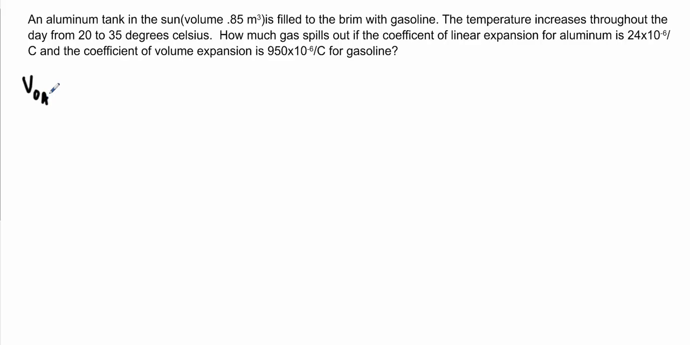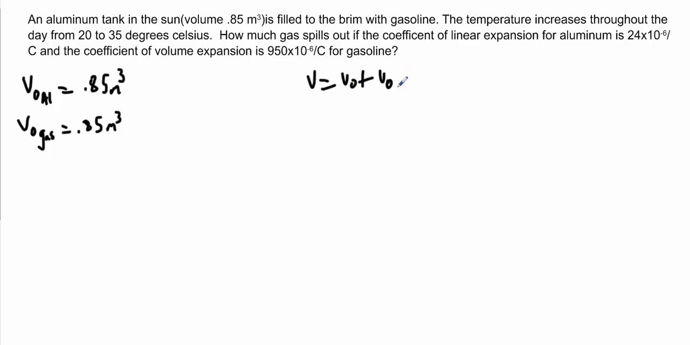Alright, so we're given our initial volume of the aluminum. So V naught aluminum is equal to 0.85 cubic meters. Since it's a tank, we're going to assume that's also the initial volume of gasoline, so 0.85 cubic meters. Now, we know that V equals V naught plus V naught beta times delta T, and for solids like aluminum, 3 alpha generally is equal to beta. So I'm just going to use this equation twice. The change in temperature goes from 20 to 35 degrees, that's 15 degrees Celsius.